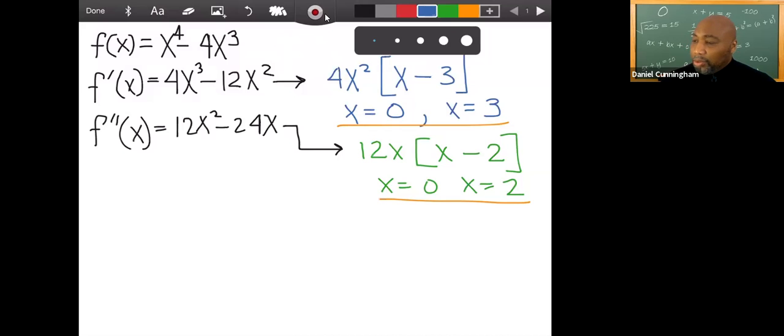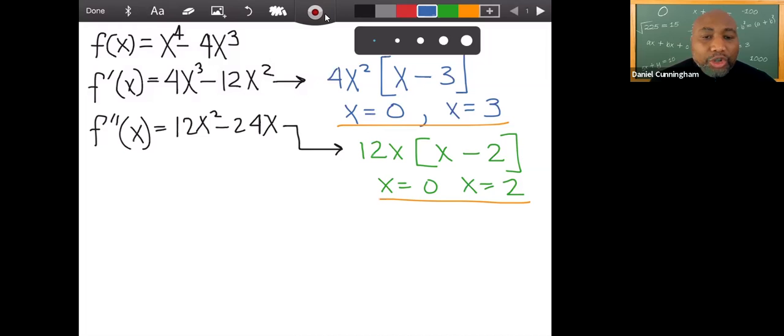And then we're going to use a number greater than 2. I'll say 100. 100 times 12 is a positive number. So we got positive times a positive is a positive value. So this is going to be concave up, concave down, concave up.